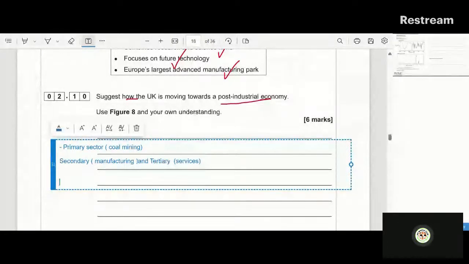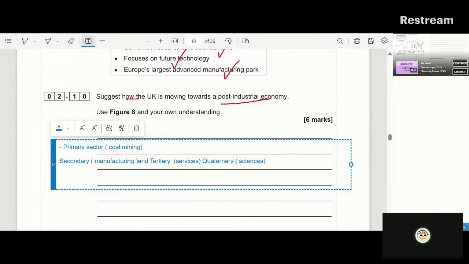So suggest how the UK is moving towards it. What strategies are in place that cause that to happen? The prediction is in the previous live. So you want to explain that we are moving towards a tertiary and also the quaternary sector as well. So the quaternary sector is more about sciences and technology.